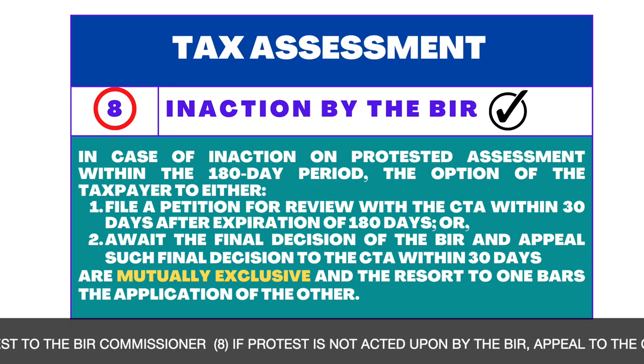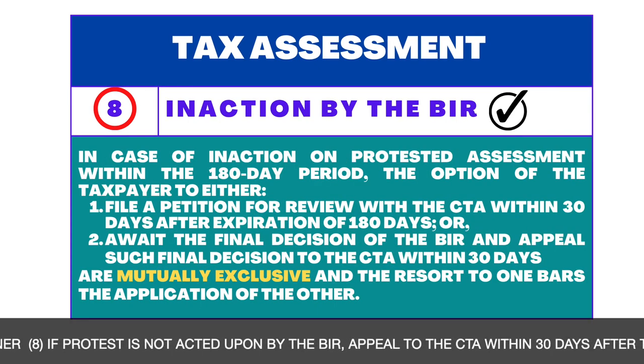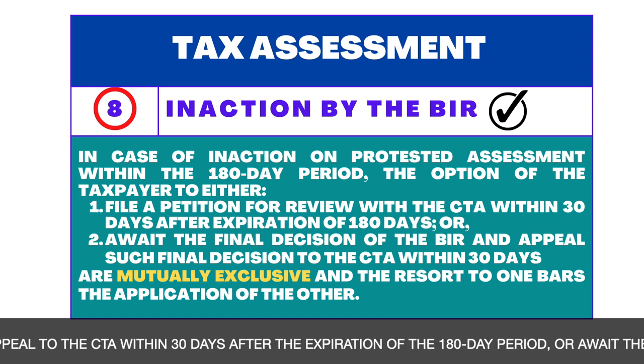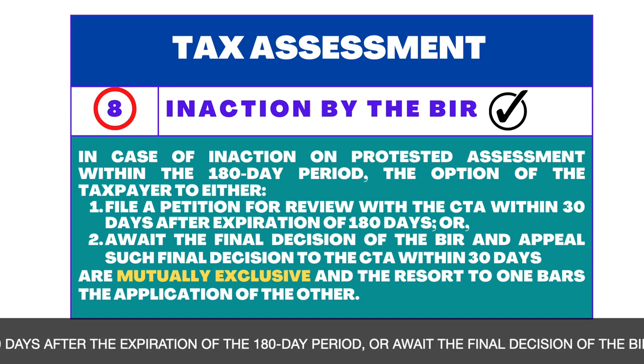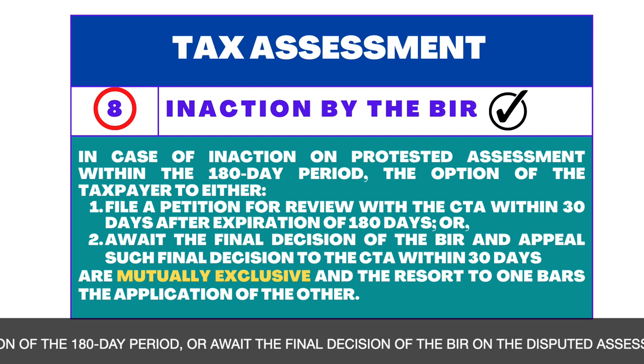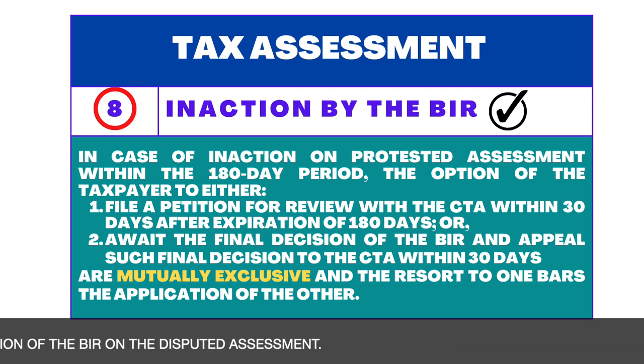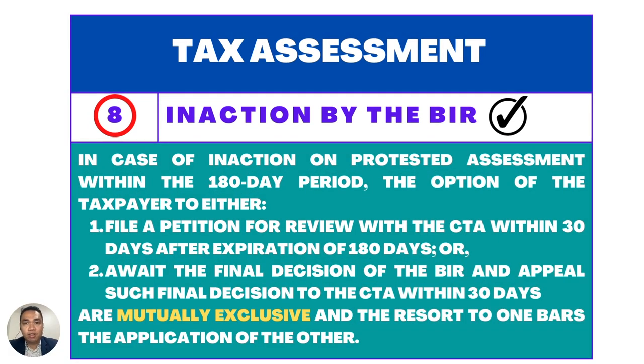It must be emphasized that in case of inaction on protested assessment within the 180-day period, the two options of the taxpayer, to file a petition for review with the CTA within 30 days after the expiration of the 180-day period, or await the final decision of the BIR on the disputed assessment and appeal such final decision to the CTA within 30 days, are mutually exclusive. Thus, the resort to one bars the application of the other.